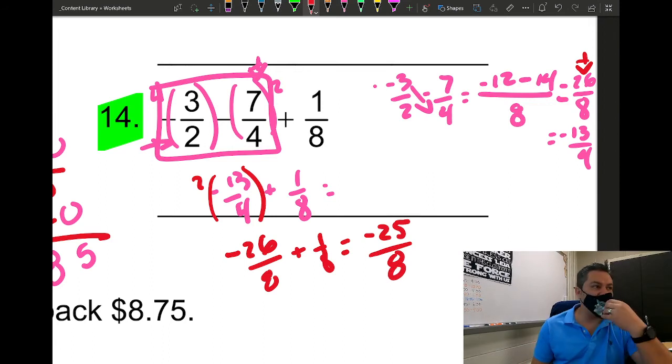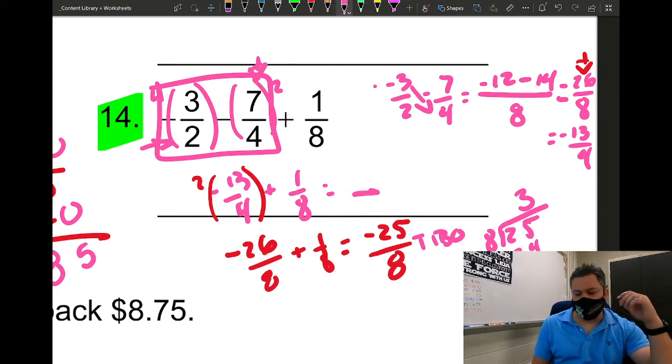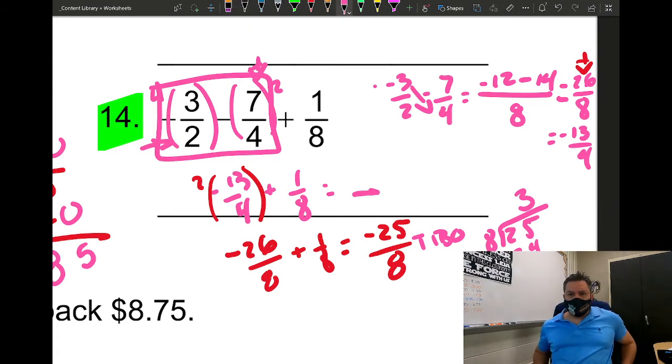Do I leave my answer as an improper fraction? We got to change that back into a mixed number, right? How do we do that, mister? Easy. T-Bow. Top in, bottom out. I know my answer is going to be negative. 25 divided by 8. How many times does 8 go into 25? 3 times 8 is 24, right? Subtract and you get 1. Well, how do I write this as a mixed number, mister?